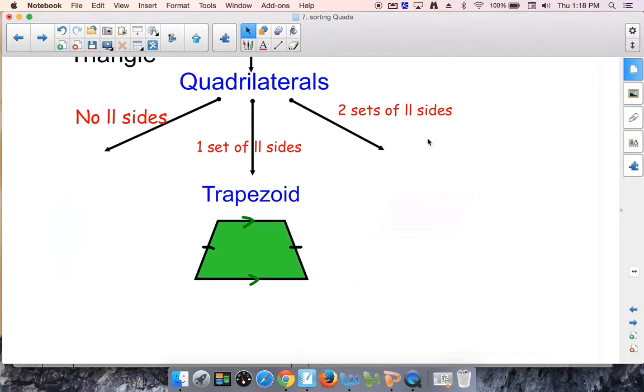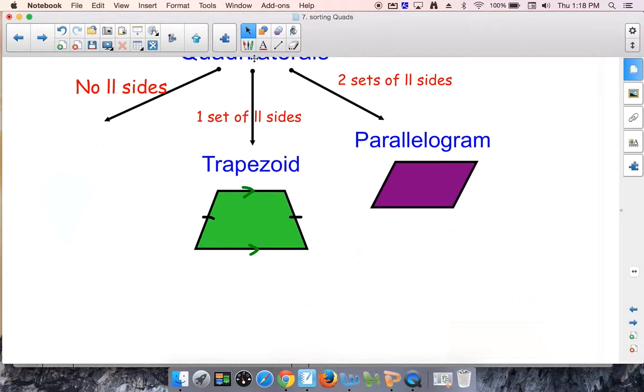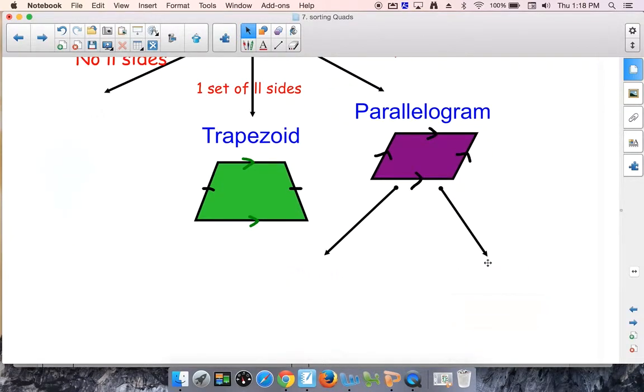So now let's look at ones that have two sets of parallel sides, because this is where things can get a little crazy. They're called parallelograms. And again, we know they're parallel because they'll have little arrows. This side is parallel to this side, and this side is parallel to this side. So if they have two sets of parallel sides, they're called a parallelogram, which is also then called a quadrilateral.